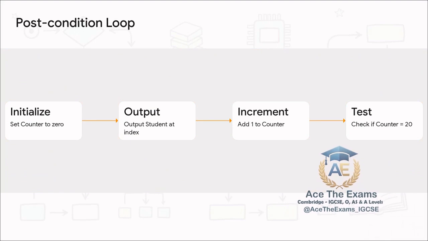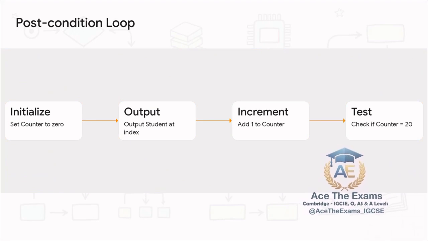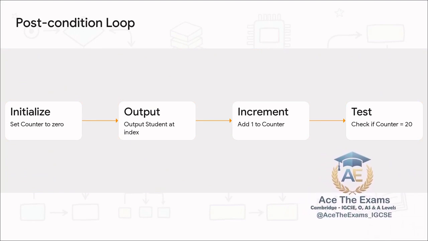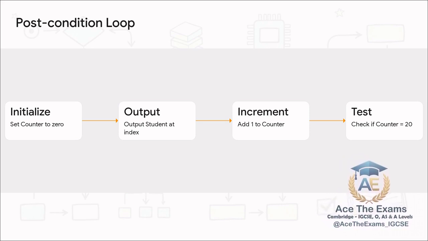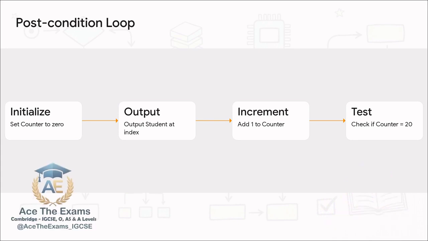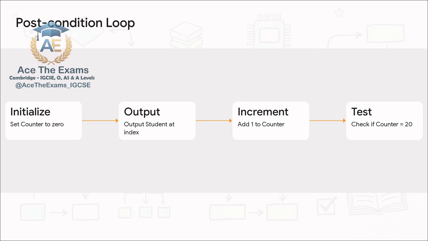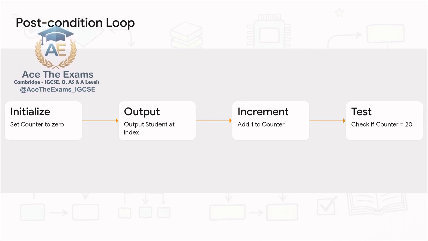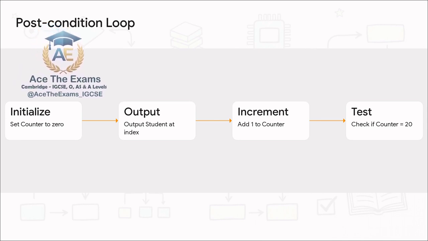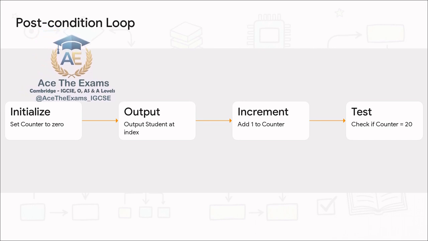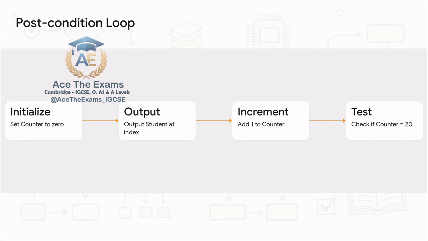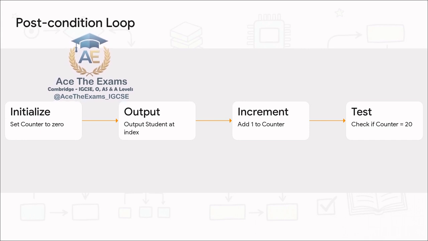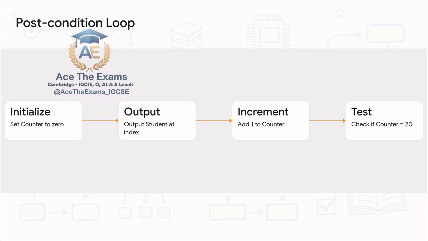Now contrast that with the post-condition flowchart logic. Step 1, again, initialize the counter. But look closely at step 2. We dive straight into the action, output student. Step 3, increment counter. And only at step 4 do we finally ask our question, test if counter equals 20. See the difference? We do the action first, and we ask questions later. The test has completely moved to the end. This setup guarantees that the loop runs at least one single time, regardless of what's going on with the data.